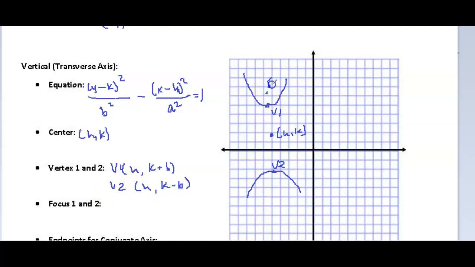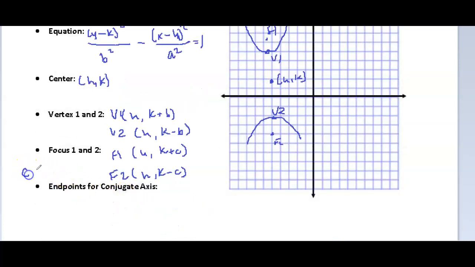Our first focus has coordinates (h, k plus c), and our second focus has coordinates (h, k minus c), where c is equal to the square root of a squared plus b squared. The endpoints of the conjugate axis are (h plus a, k) and (h minus a, k).